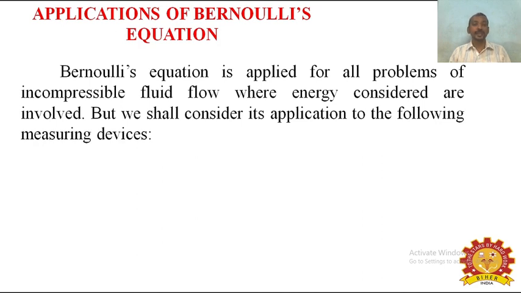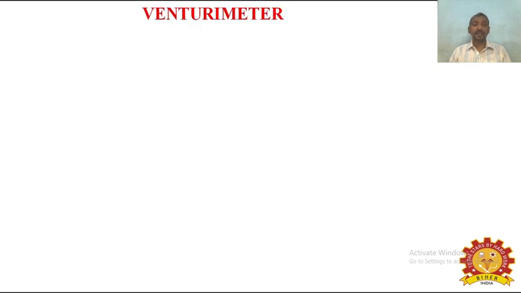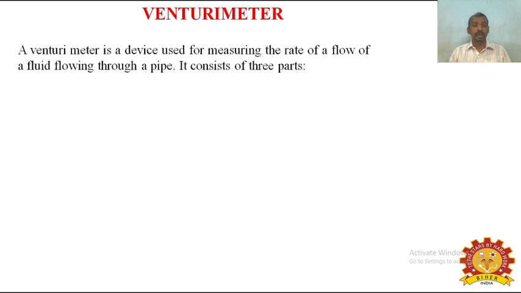There are three measuring devices: number one is the venturimeter, number two is the orifice meter, and number three is the pitot tube. Today we will discuss the venturimeter. The venturimeter is a measuring device for the rate of flow of fluid through a pipe. It consists of three parts: a short convergent nozzle part, a throat, and a divergent part.